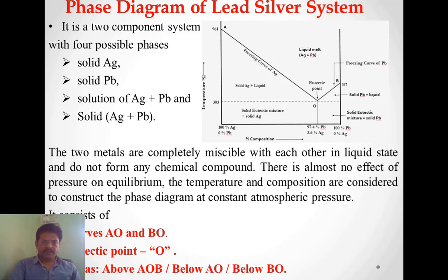When two metals mix with each other, they do not react. There is no chemical interaction between them, and there is no effect of pressure on such a system. Hence, the phase diagram is plotted between temperature on the y-axis and percentage composition on the x-axis. In the phase diagram of the lead-silver system, there are curves AO and OB, the eutectic point O, and different areas: the area above AOB, the area below AO, the area below BO, and the dashed line, which shows the eutectic temperature and hence is known as the eutectic line. There is another area below this eutectic line.